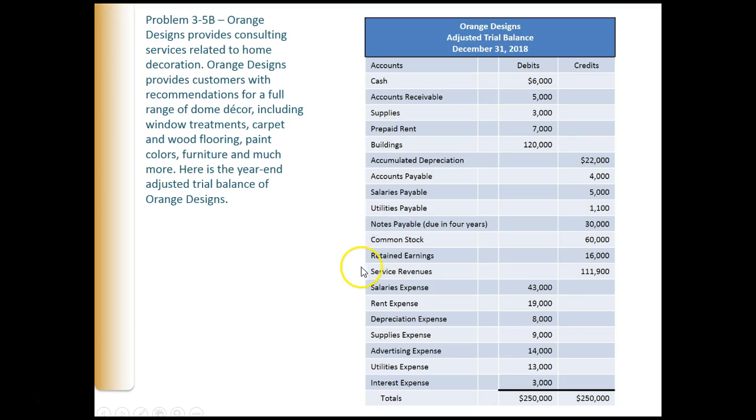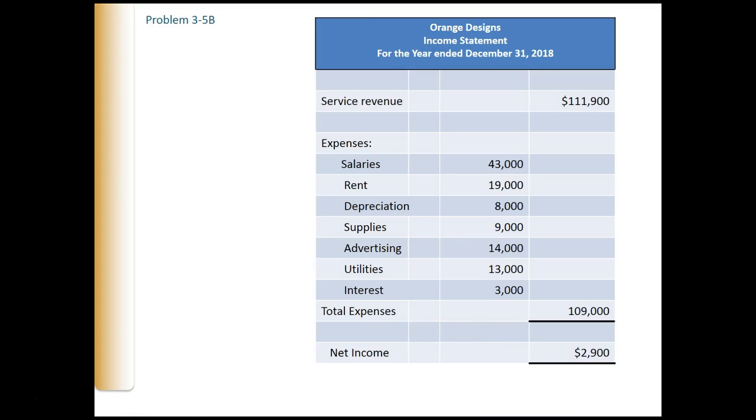So we will take the information from this adjusted trial balance to prepare our income statement, starting with our revenues and our expenses. As you see in this slide, Orange Designs, income statement, we always label what financial statement it is pertaining to, for the year ended December 31st, 2018. So we have our revenues, we total our expenses, to have net income of $2,900.